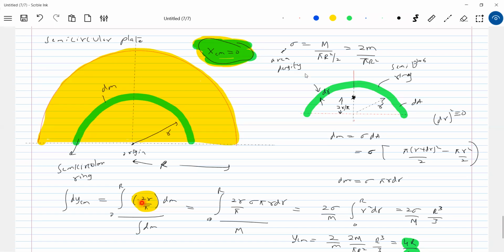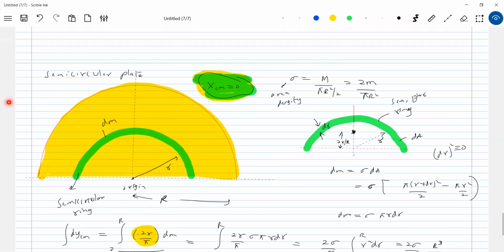Now you look at this one. You should not write r dm. What we are doing here is that the center of mass of the semicircular ring should be substituted: 2r by pi into the mass of that semicircular ring. You should not write the distance r. What is r? It is just a position where the effective mass of this semicircular ring is located, that is 2r by pi. Now you can really ask the teacher this question: Sir, earlier you took r, now you are writing 2r by pi. Okay, let's go back.